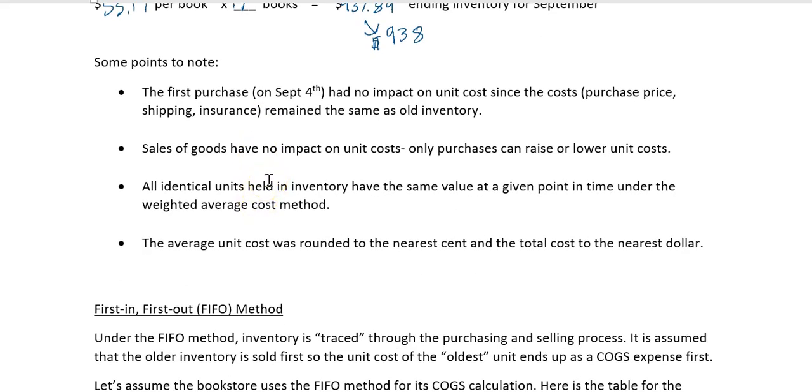Some points to note. The first purchase on September 4th had no impact on unit costs since the purchase price, shipping, and insurance remained the same as old inventory. Sales of goods have no impact on unit costs. Only purchases can raise or lower unit costs. All identical units held in inventory have the same value at a given point in time under the weighted average cost method. The average unit cost was rounded to the nearest cent and the total cost to the nearest dollar.